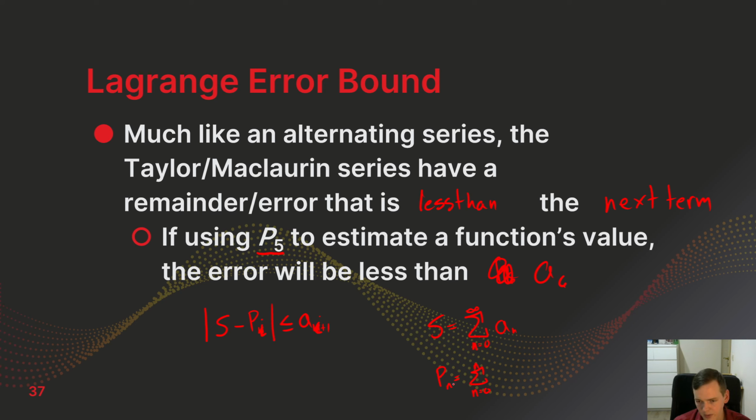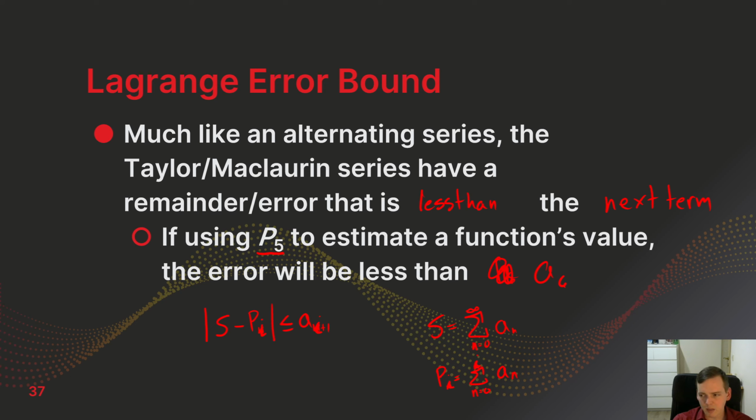And in this case, P sub I will be from n equals 0 to term I. So we're only summing some of it. So if I sum up to the fifth polynomial, the error is less than or equal to the next term.